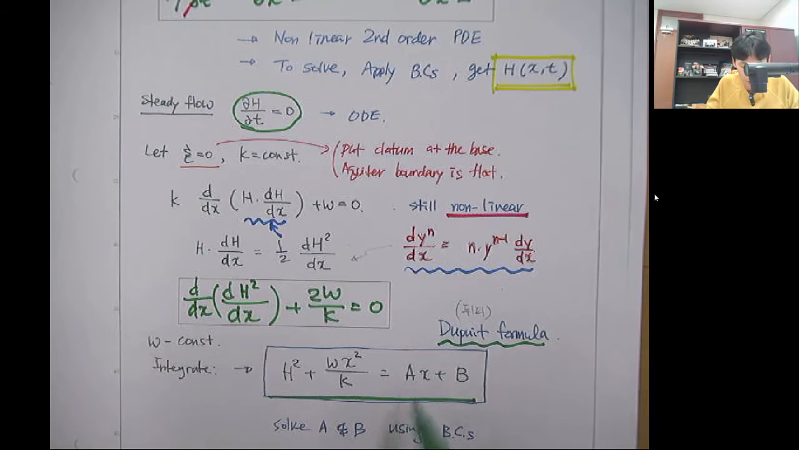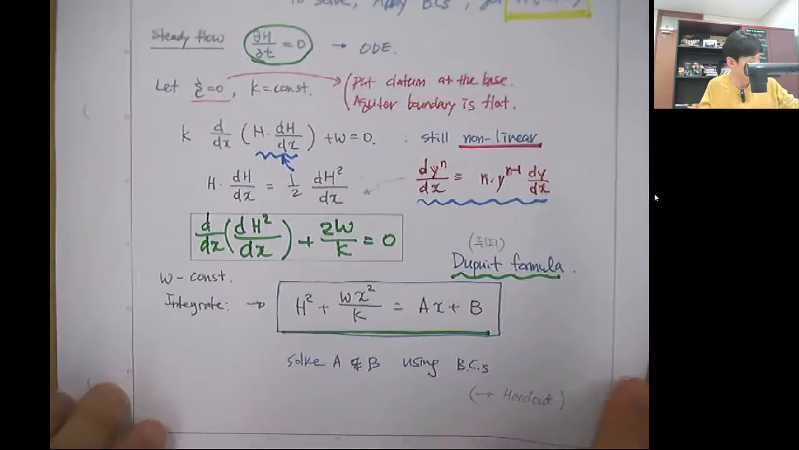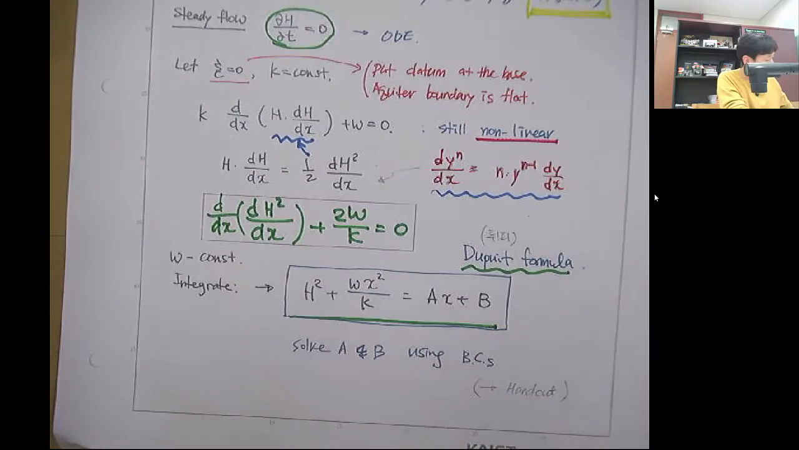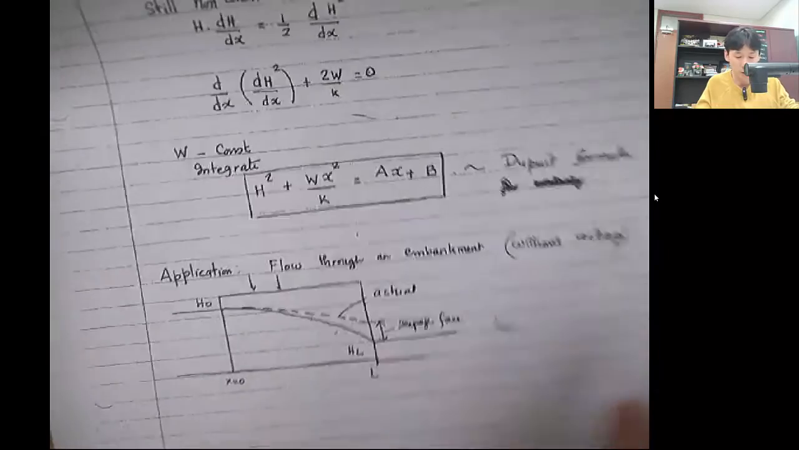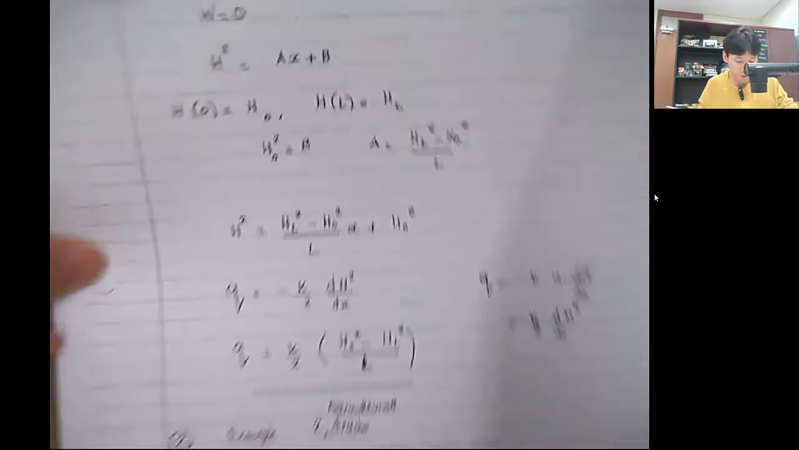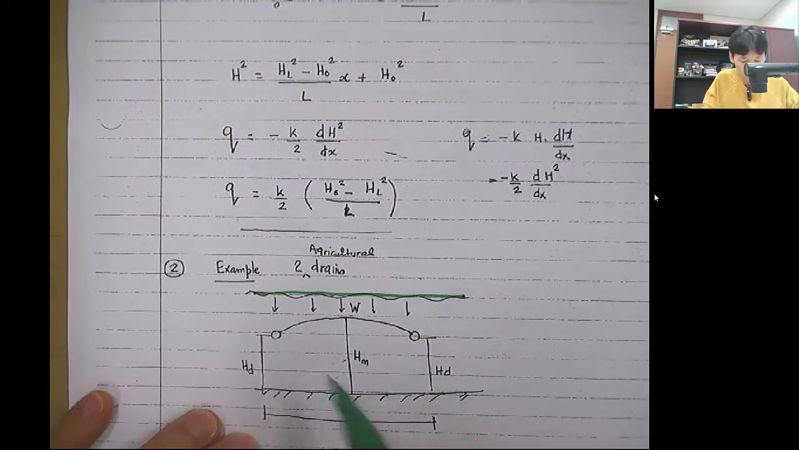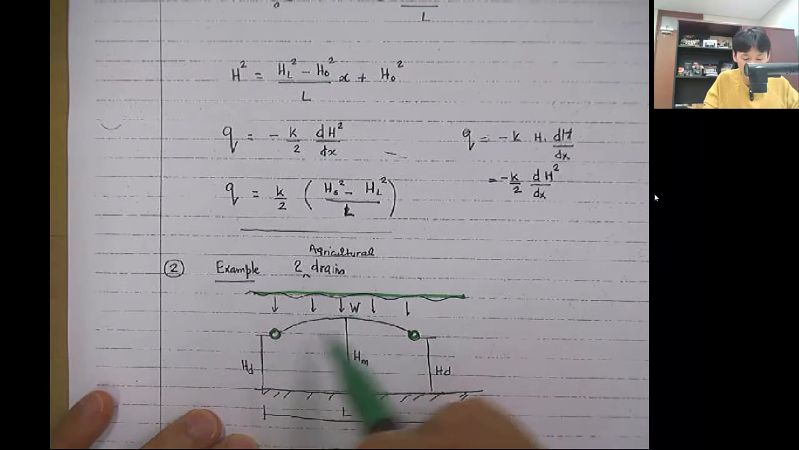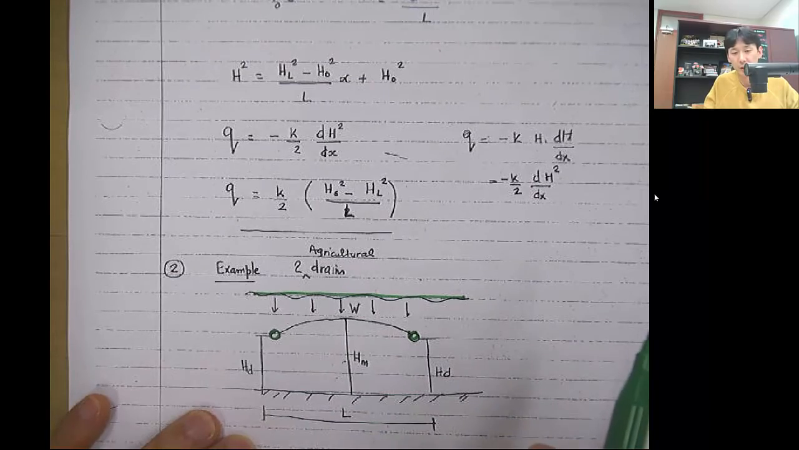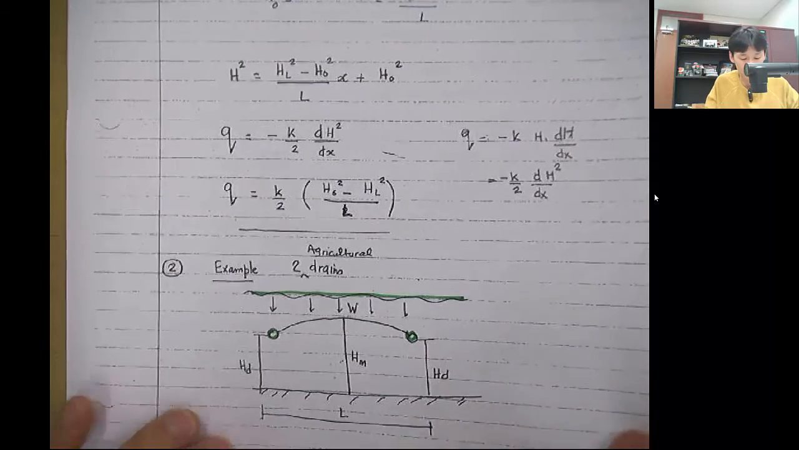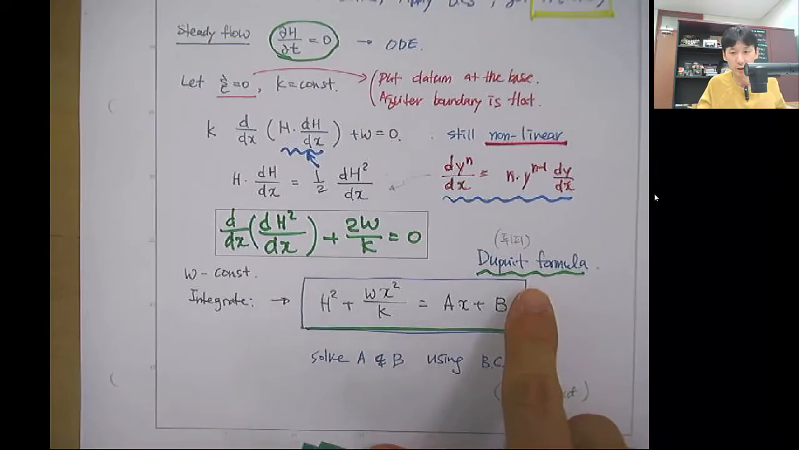Then to get A and B, you can use the boundary conditions. In the class, we're going to talk about how to use these equations in some examples, like the flow through an embankment, and also when there's an original surface, the water table, and when we apply a drainage pipe with the distance L, then how this water table will change will be discussed. And we're going to solve these examples together using these Dupuit equations.